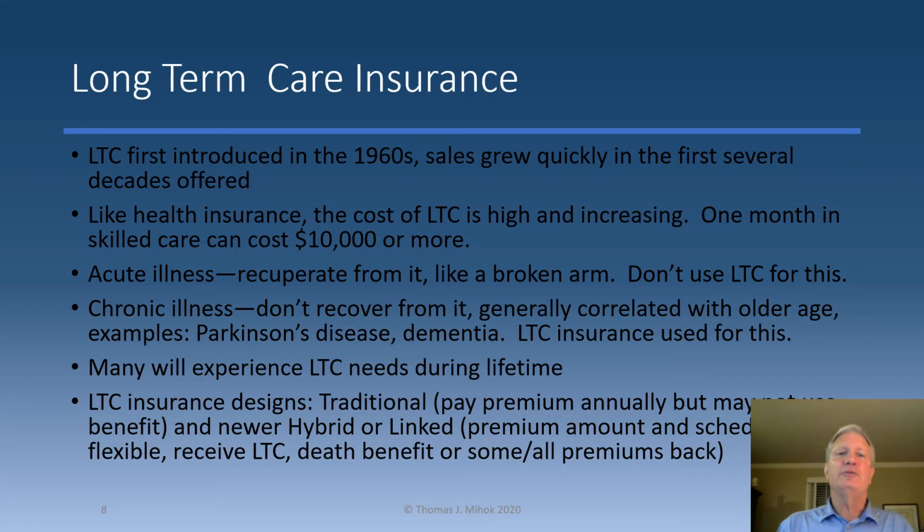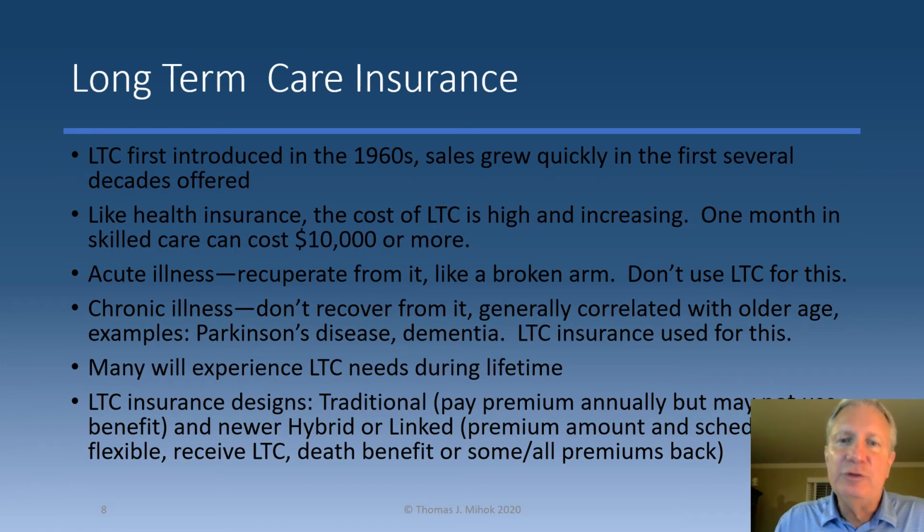Long-term care insurance was first introduced in the 1960s. Sales grew quickly in the first decades it was offered. Like health insurance, the cost of long-term care is high and increasing. One month in skilled care can cost $10,000 or more. I was recently talking to someone in a smaller town, an hour away from where I live near Philadelphia. It was $10,000 a month, and I would think that would be true for Philadelphia, New York, Chicago, and this is an hour away from Philadelphia. It's very expensive.